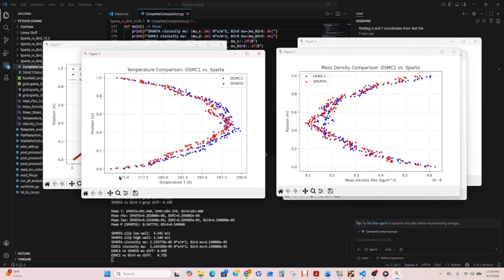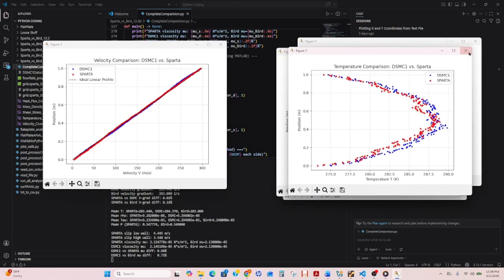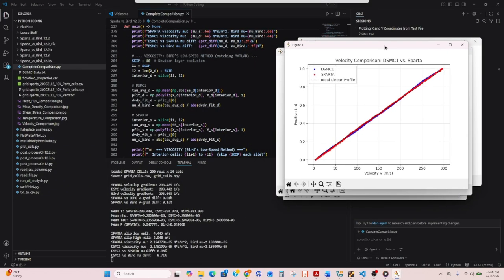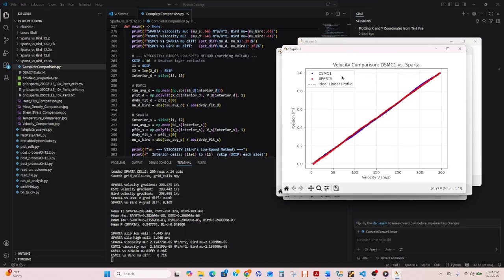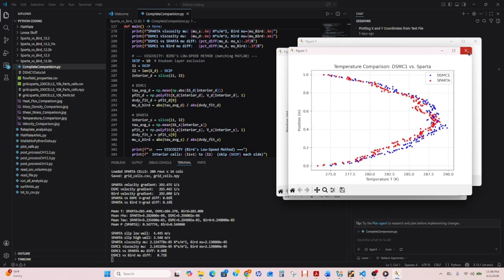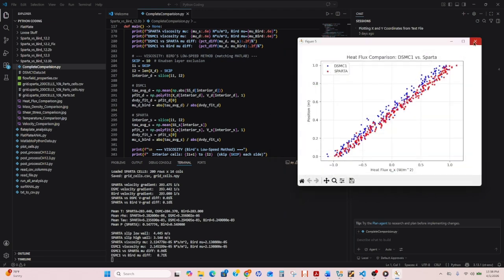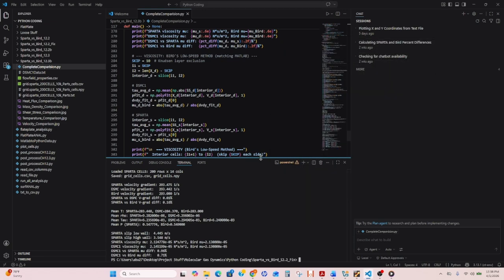You can see there's actually some temperature slip there. And then our velocity comparison is looking very similar to what Bird got using Bird's original Fortran code translated to MATLAB. You can see the velocity slip on the walls, which makes sense also. So you know that the physics is working as it should.